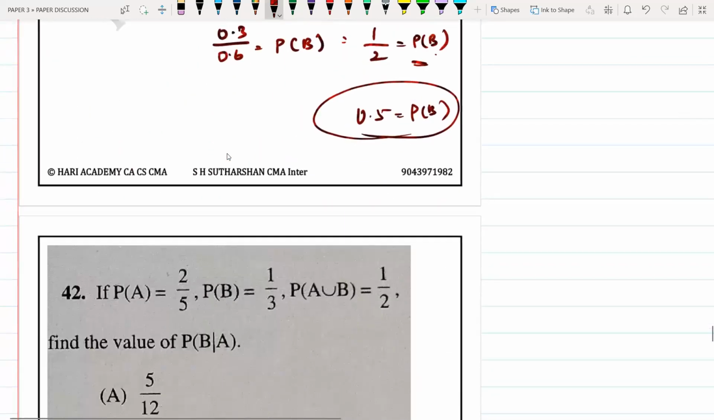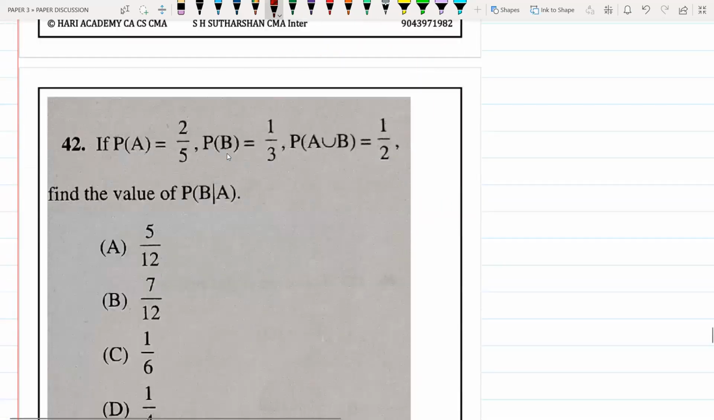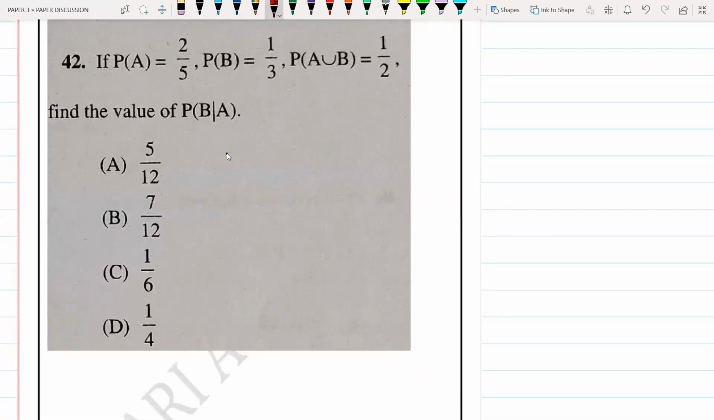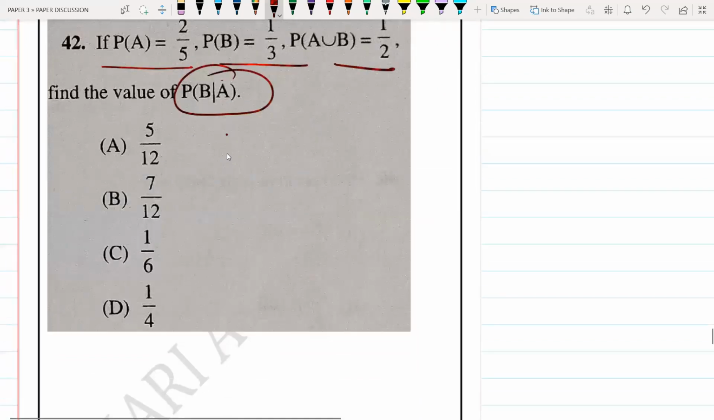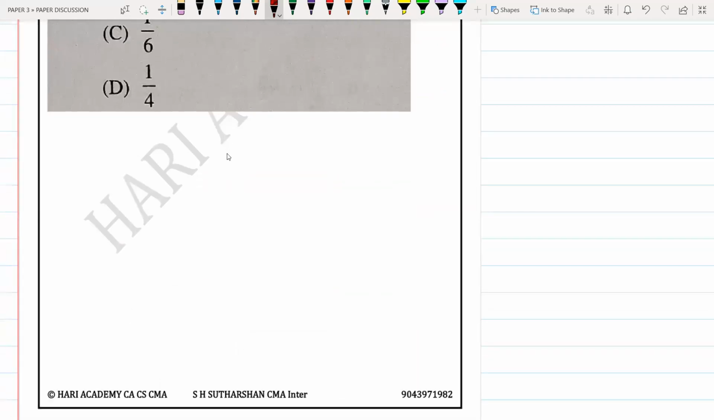Option D is my answer. Next, 42, another interesting question from probability. P of A is given, P of B is given, P of A union B is given. They are asking P of B by A.